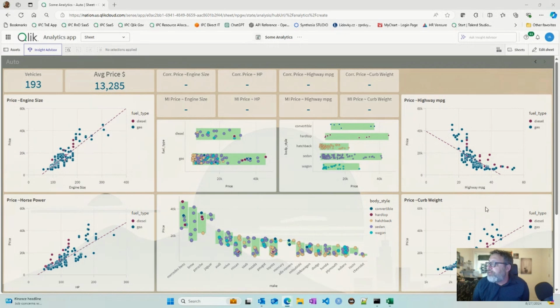And same here. The only exception is the curb weight, where all of the points show a very similar behavior, regardless of the fuel type. And we have a few outliers here and there, but pretty good.